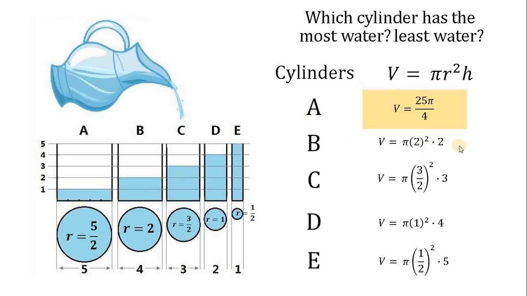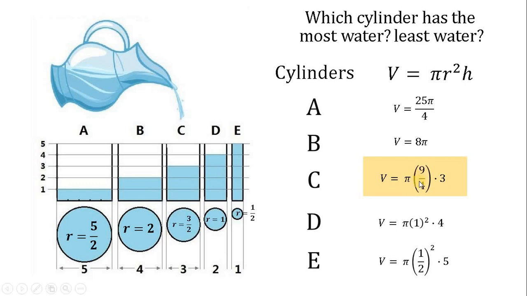Now, how about the volume of cylinder B? 2 squared is just 4. Pi times 4 times 2 will give us 8 pi cubic units. So, this is the volume of cylinder B. How about cylinder C? 3 over 2 squared is just 9 over 4. Pi times 9 over 4 times 3 will give us 27 pi over 4 cubic units. So, this is the volume of cylinder C.